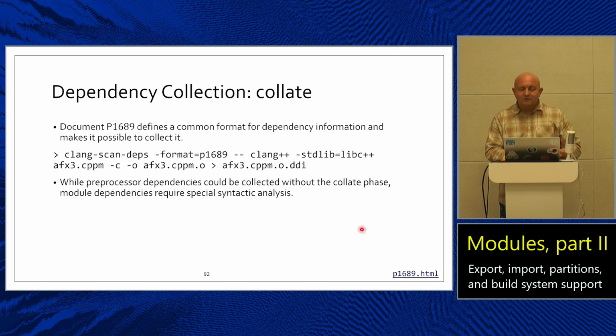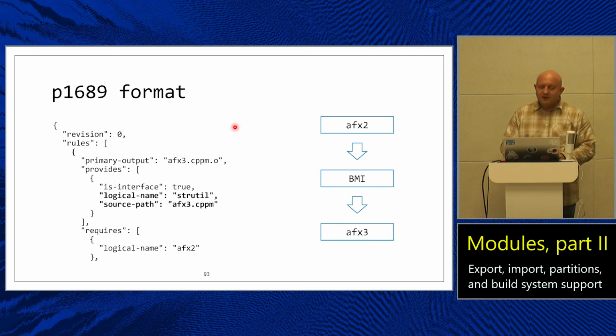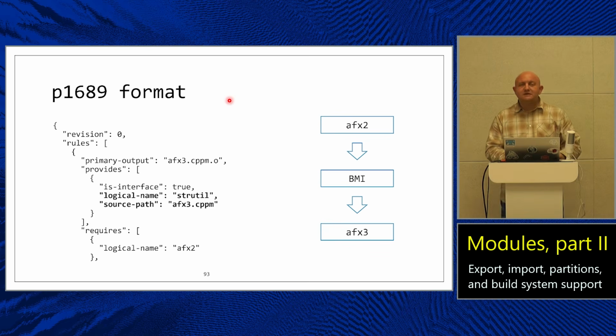Without this document, without P1689, each compiler would have produced its own incompatible dependency data. Now at least they all speak the same language, a simple JSON-based format supported across Clang, GCC, and MSVC. So build tools can finally make sense of module dependencies. And here's what that format actually looks like. It's nothing mysterious, just a structured JSON file describing who provides and who requires which modules.